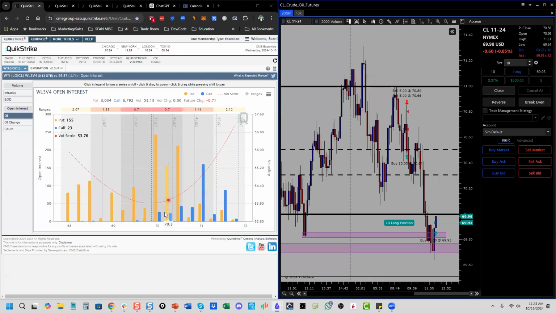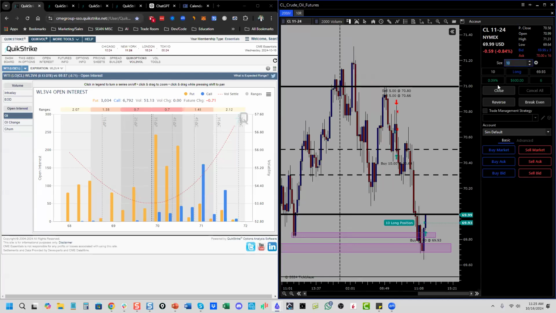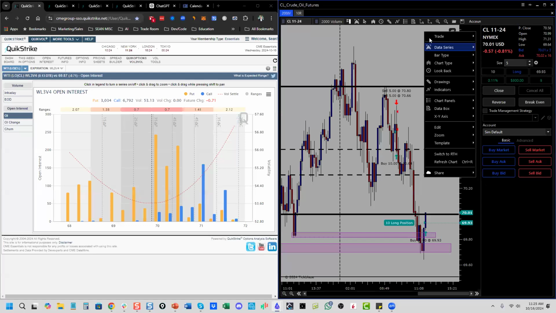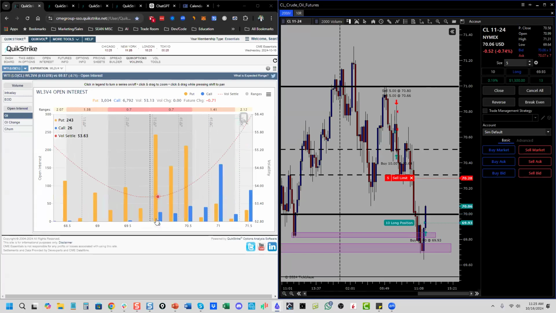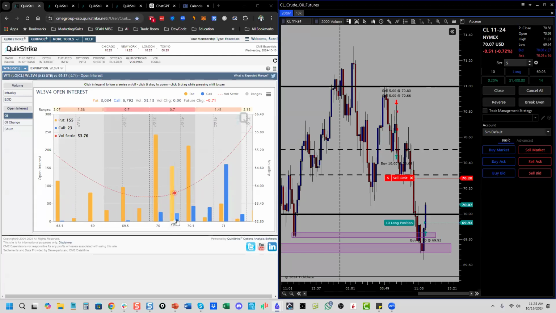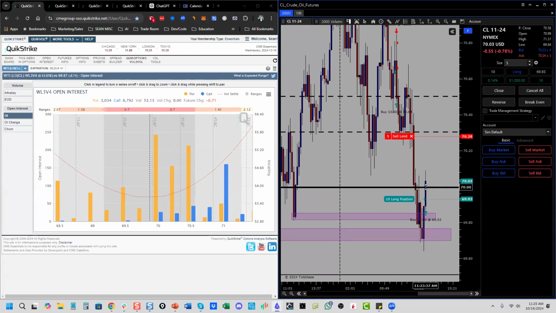70.3 is the next target, which is here. That's going to be T1. Why 70.3? Because that's the next strike price here that creates the resistance. You can hold it to 71 all the way up to the high, but I like to scale out. 70 is a strike price here that technically is a target. If you really want to get into the nitty gritty of taking 5 ticks off here, you could.